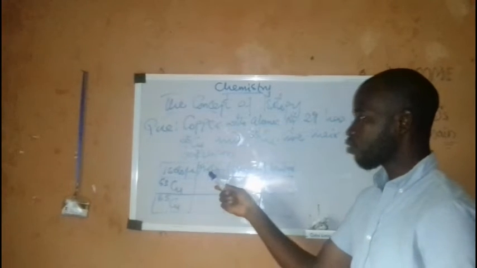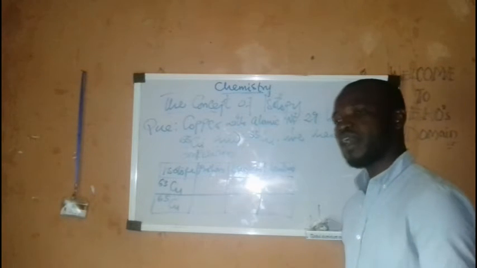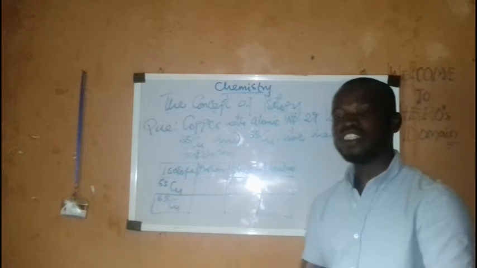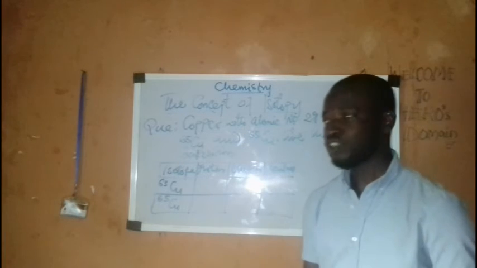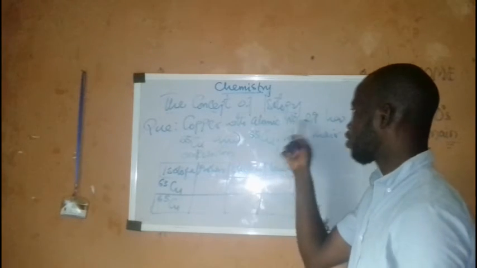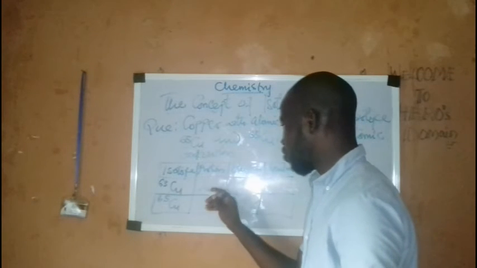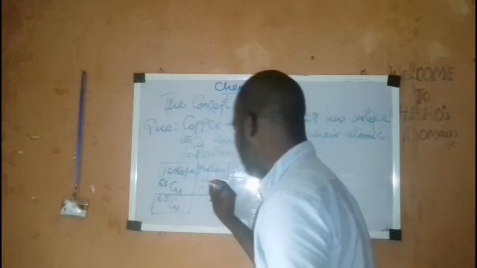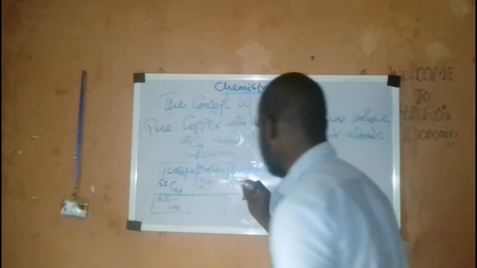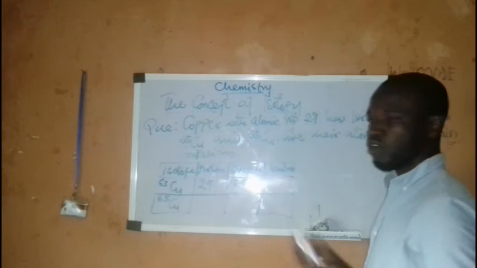Now the number of protons, remember during our definition, the atomic number is the number of protons in the nucleus of an element, and these protons equal the number of electrons. So from the question, the answer is given already, the atomic number 29. So for copper 63, atomic number is 29, and also electron is 29. Now let us find the number of neutrons.